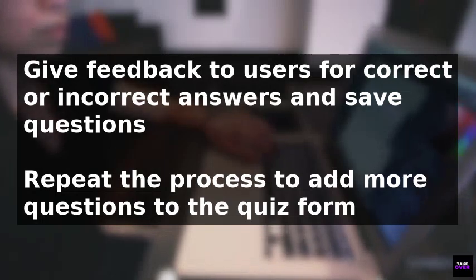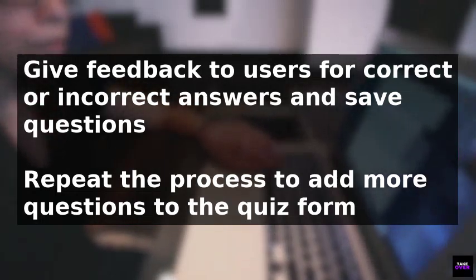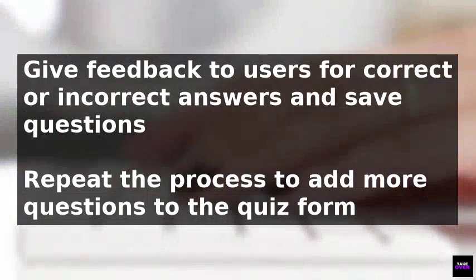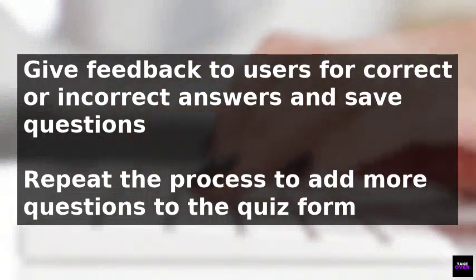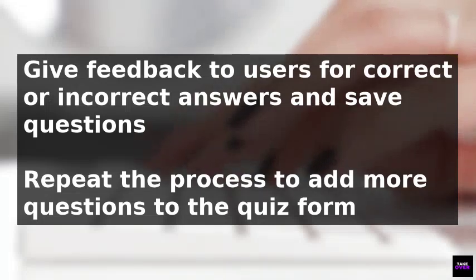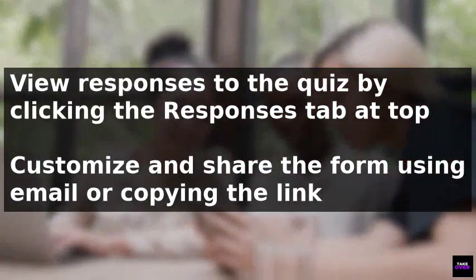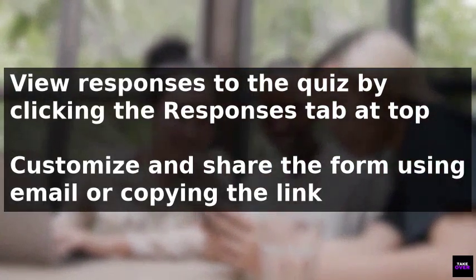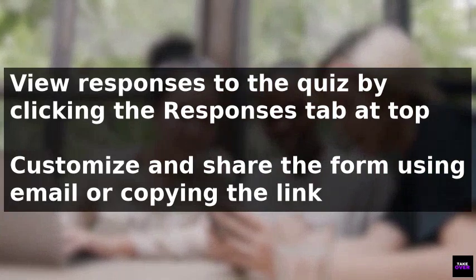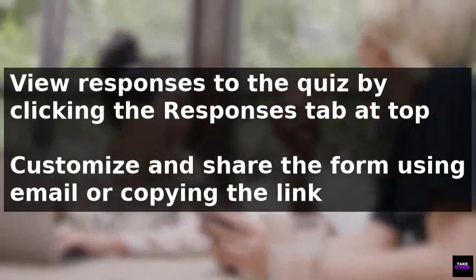Repeat the process of writing your question, adding options, selecting the correct answer, and assigning points. You can also give feedback for correct or incorrect answers. To view responses to your quiz, click on the Responses tab at the top center of the screen. You can also preview your Google form by clicking on the icon at the top right of the screen.